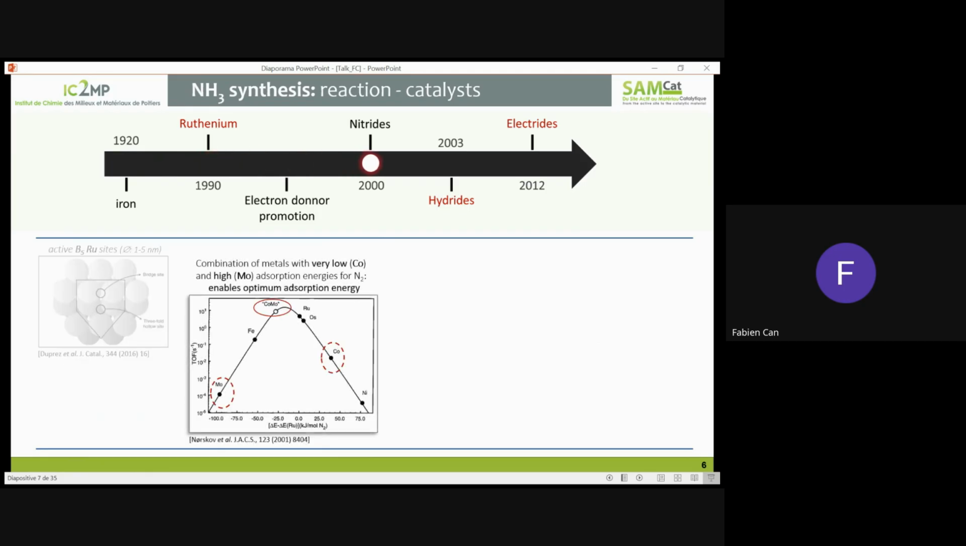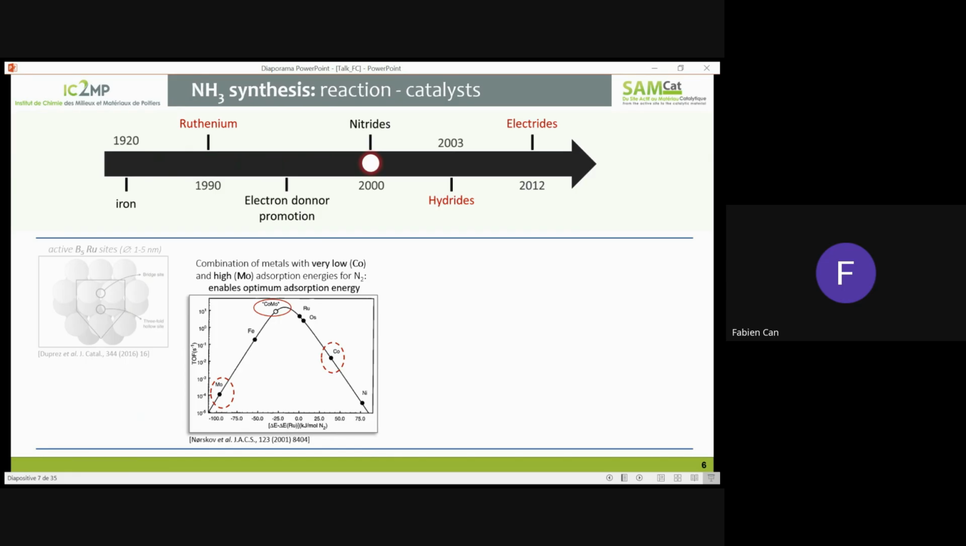And at the beginning of the 2000s, we have a new kind of catalyst based on the work of Norskov, which shows that we can combine two elements with very low and very high adsorption energy for N2. The combination of the two elements leads to a very efficient catalyst. So it was the discovery of the nitride samples, cobalt molybdenum nitride. In this case it was very interesting because with nitride samples, the mechanism for ammonia synthesis becomes a Mars-van Krevelen type mechanism, and it opens a new avenue for new processes for ammonia production, such as chemical looping, for instance.